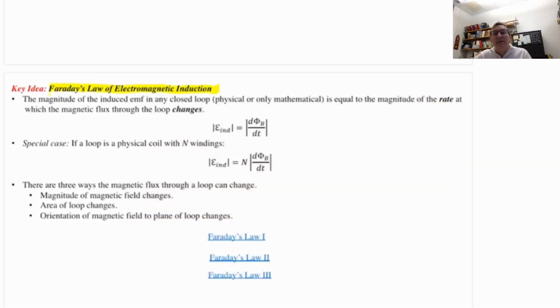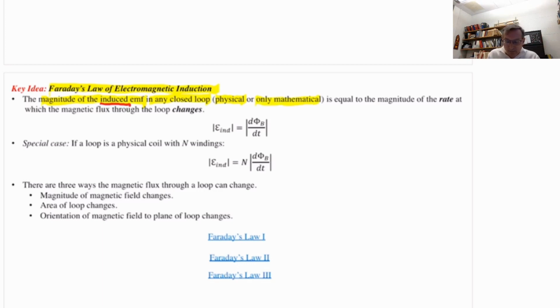I'm going to state Faraday's law. Okay? First in words, then in symbols. The magnitude of the induced EMF, right? This is a special kind, a new kind of EMF for us. It's called an induced EMF in any closed loop. And it might be a physical loop, meaning conducting material that you can hold on to, like in that video, but it might only be a mathematical loop.